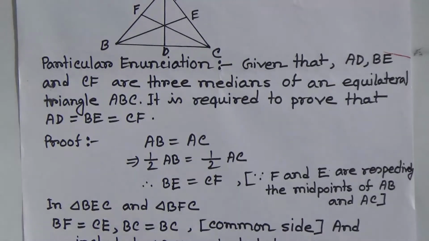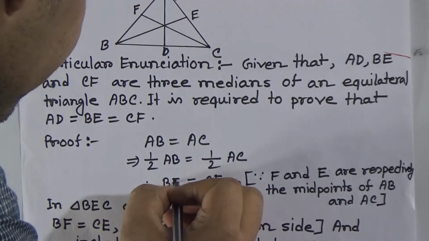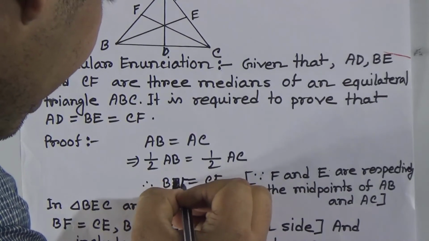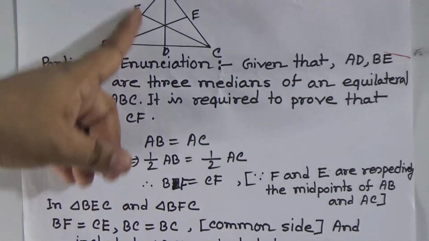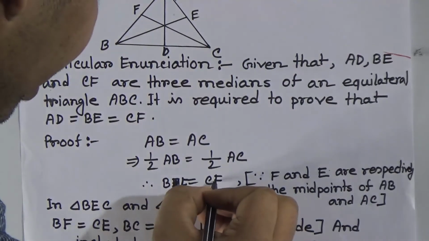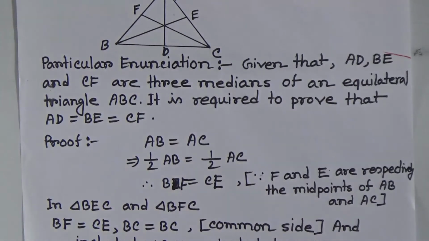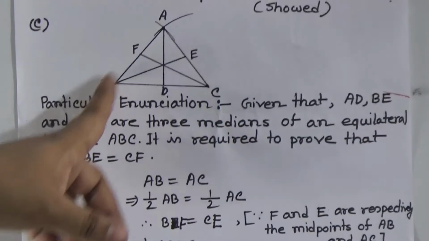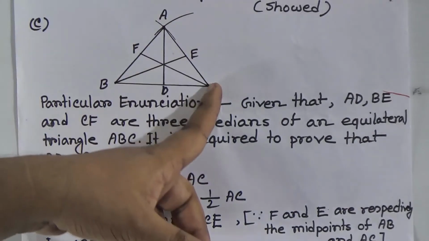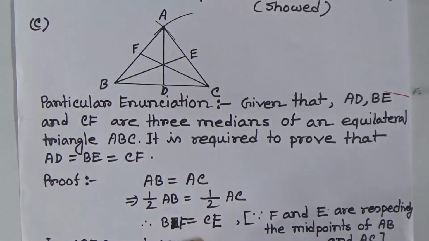BE, my dear students, it will be BF equal to CE. I repeat, half of AB equal to BF and half of AC equal to CE. So BF equal to CE. I hope you have understood.